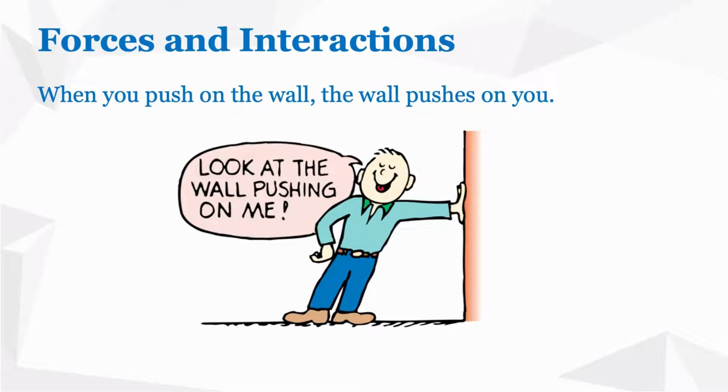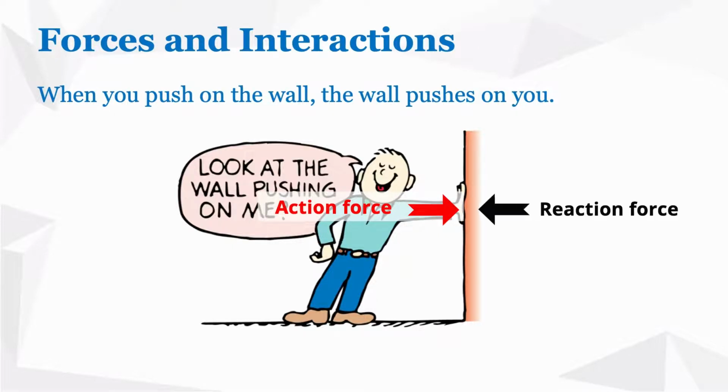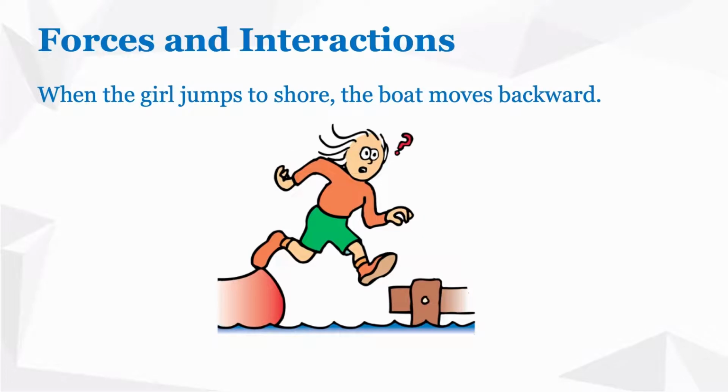One force is called the action force. The other force is called the reaction force. Neither force exists without the other, so they are equal in strength and opposite in direction. They occur at the same time. So when the girl jumps to shore, the boat moves backward.